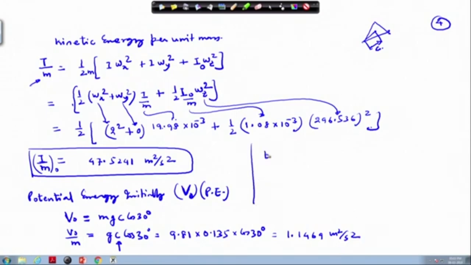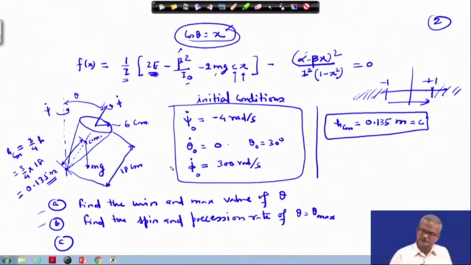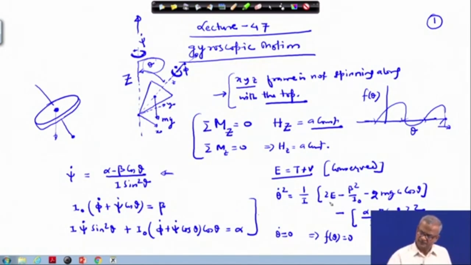So the total energy then becomes E equal to, this is per unit mass, T by m at the time 0. So adding this up, this yields 2.5. If we go back and look at this equation, we require this 2e quantity here. This is the quantity 2e which is entering.